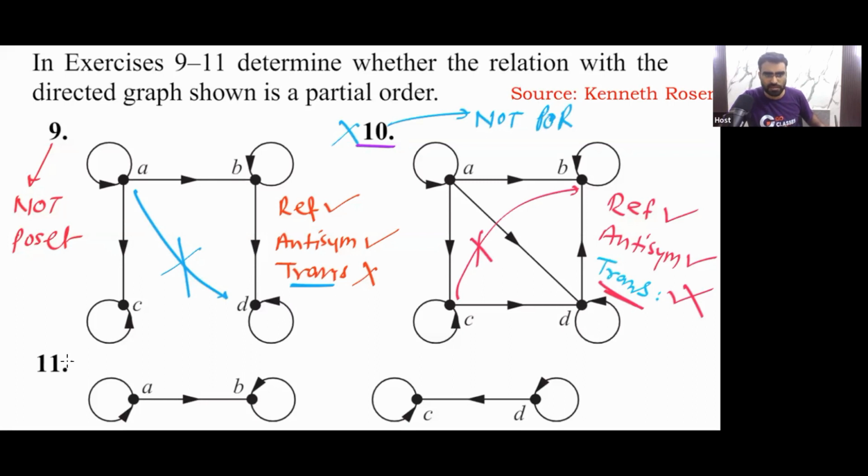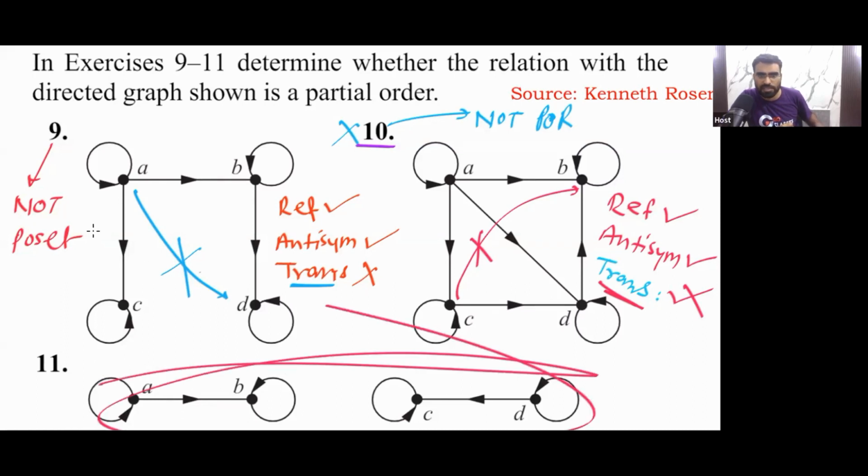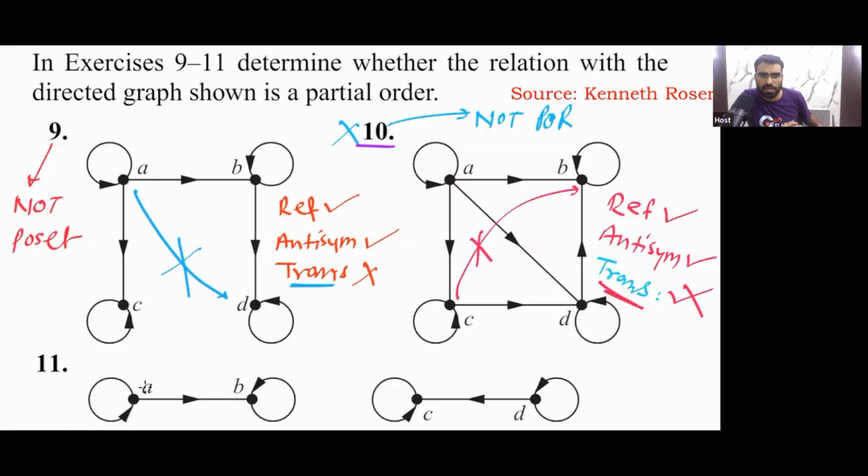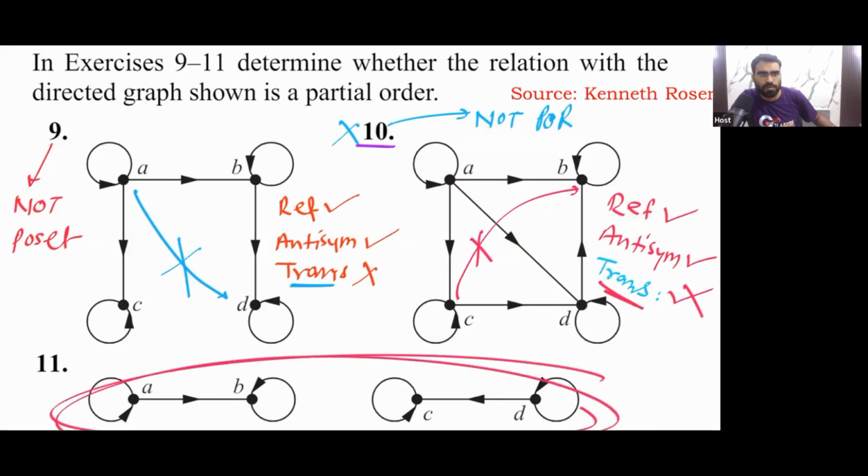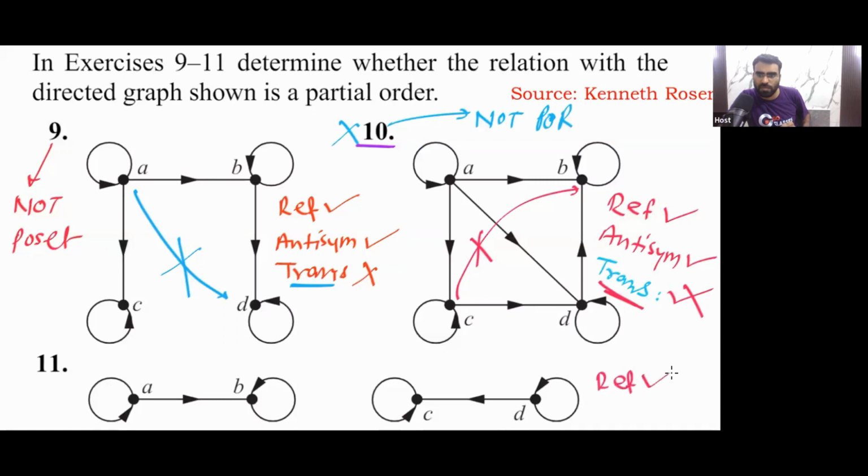Okay, what about this next? Question number 11. In question number 11, this is the complete graph. Okay, remember, this is your graph. So you can see here, every vertex has a self loop. So this is reflexive. Antisymmetric property, yes, antisymmetric property is satisfied, there is no violation. And transitive property is also satisfied, there is no violation. Okay, so yes, this is a partial order relation.